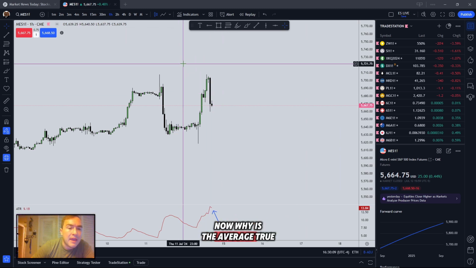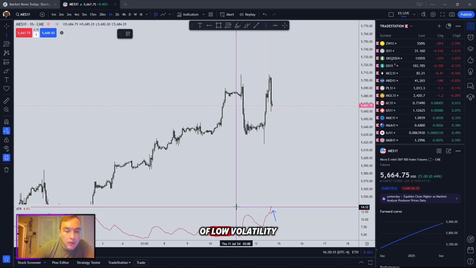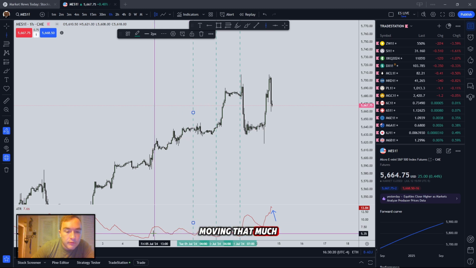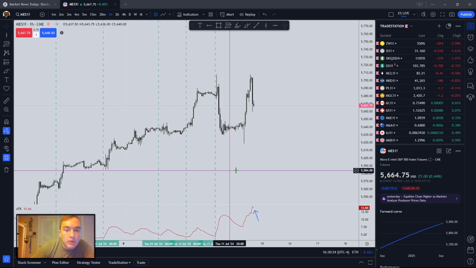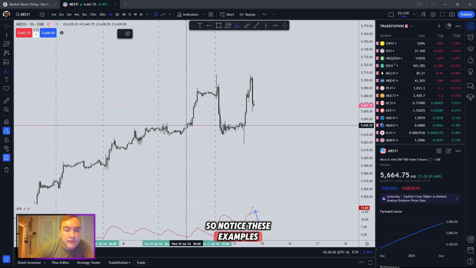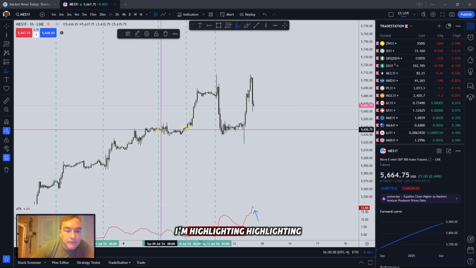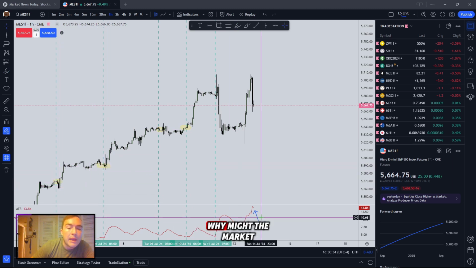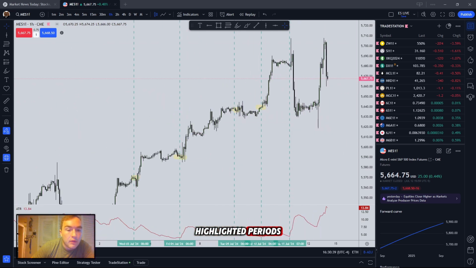Now, why is the average true range important? For a number of different reasons. When the market is in periods of low volatility, meaning that the market's not moving that much, I'm showing you these examples. So notice these examples of when the ATR is particularly low, and I'm highlighting when the average true range is particularly low. Why might the market not be so volatile during these highlighted periods?